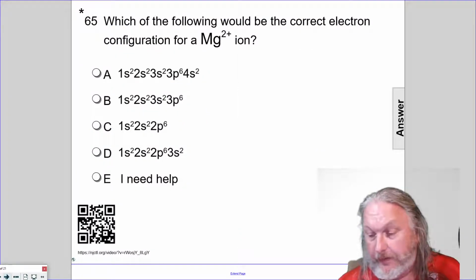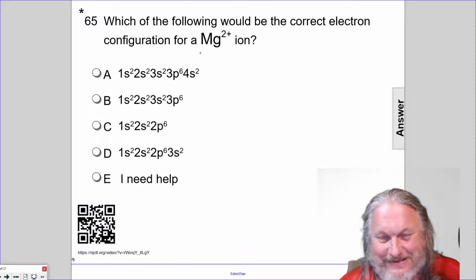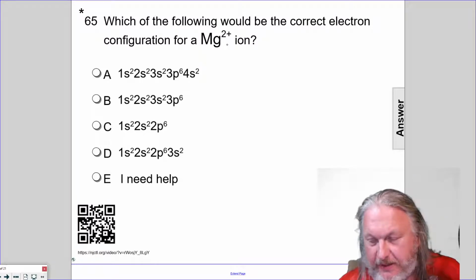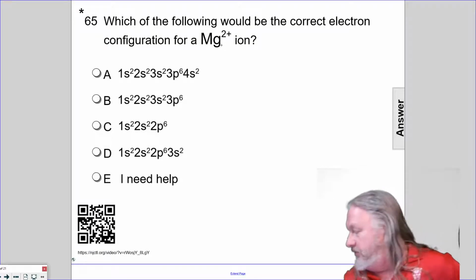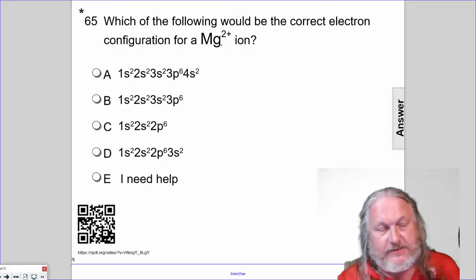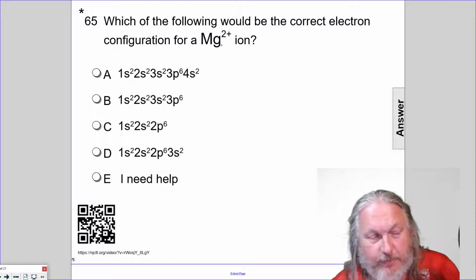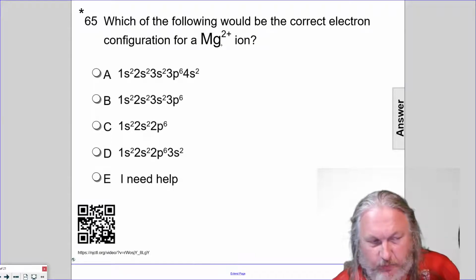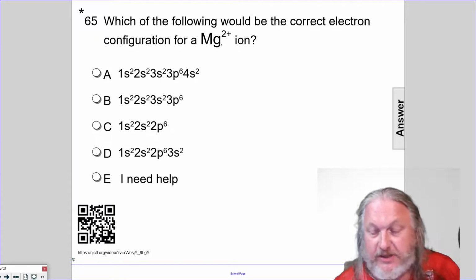Which of the following would be the correct electron configuration for a magnesium 2+ ion? What this means, we haven't got into ions yet. I'll just tell you real quick. So magnesium is element number 12. That means it's got 2 more protons than electrons. It's not neutral, so there's always going to be 12 protons, so that means there's 10 electrons.